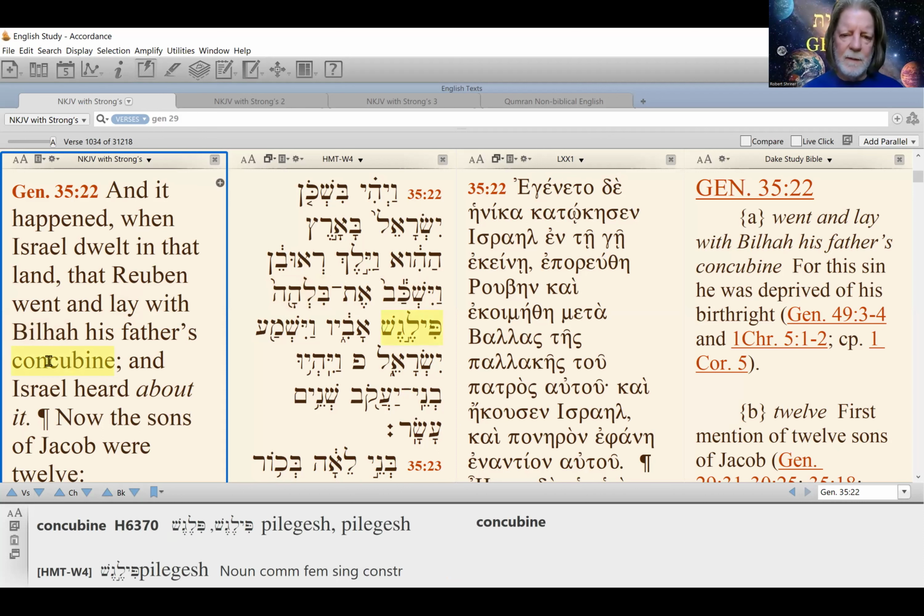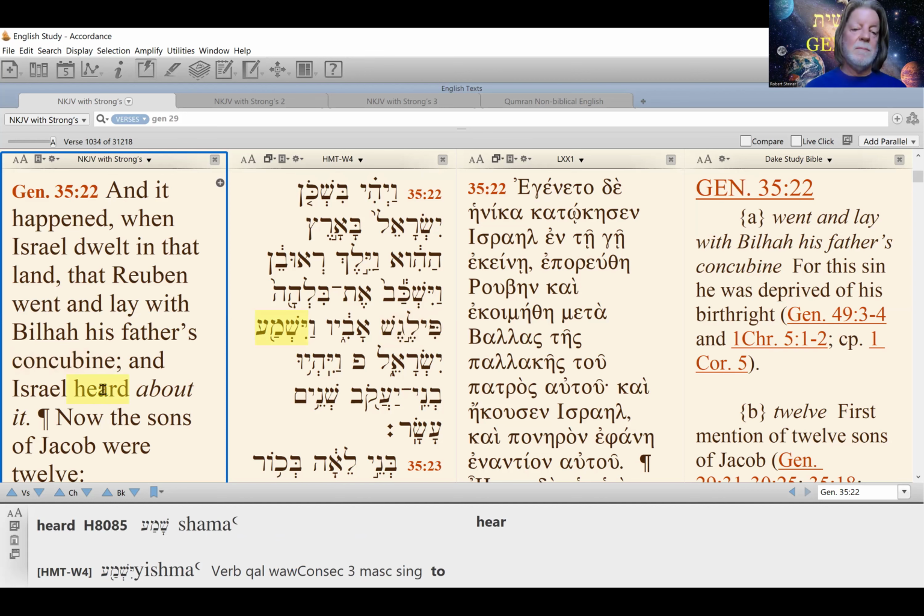What's the word for concubine here? Pilegesh. And concubine is the only thing given. I think in other places they're called maidservants. Shifachot, I think, would be the Hebrew for that. But here it's Pilegesh, which apparently is a concubine, which is kind of a wife and kind of not a wife. I think it's the kind of a wife who sleeps with the husband, but doesn't have the privileges of the other wives. So think about that.